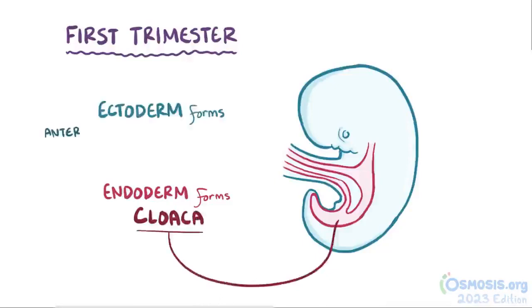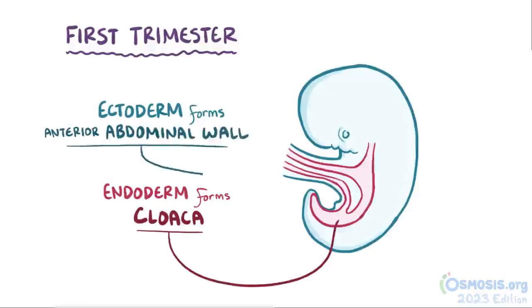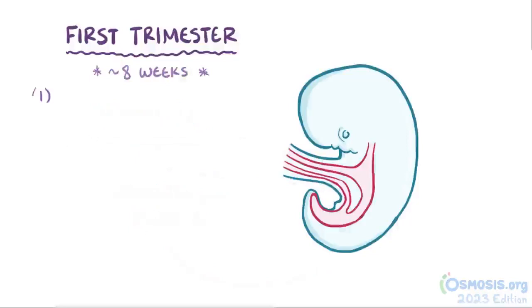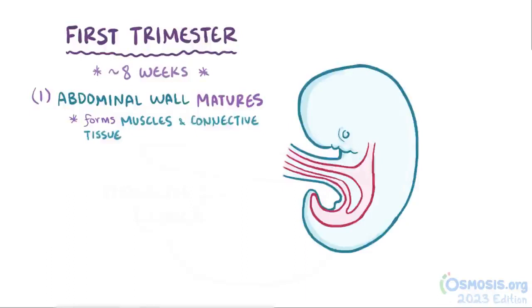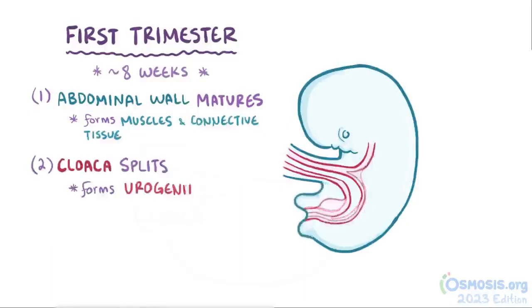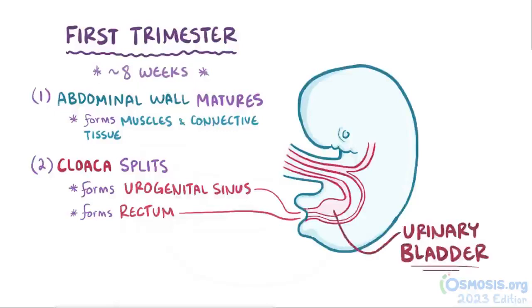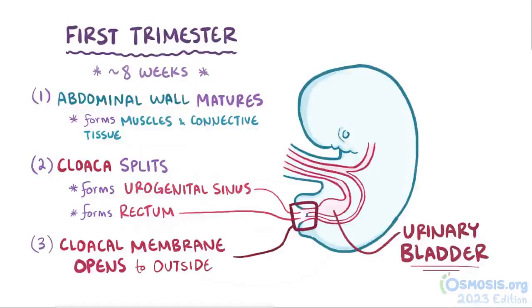Separately, the ectoderm forms the anterior abdominal wall. At around 8 weeks of development, 3 important things happen. First, the anterior abdominal wall matures and forms the muscles and connective tissue of the lower abdomen. Second, the cloaca splits to form the urogenital sinus and rectum. The urogenital sinus later goes on to become the urinary and genital ducts, as well as the urinary bladder. And third, the cloacal membrane opens up to the outside of the body, creating openings for the urogenital tract and anus.